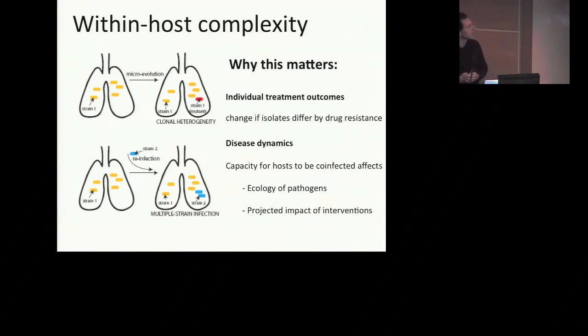So this influences the outcome of the treatment, and it also gives us some information about disease dynamics. We can look at things like, okay, now we have somebody who's infected with two different strains. How do these two strains work together? Do they work together? Do they compete with each other? And this is going to affect the way that we evaluate the impact of interventions. What I showed you in the first part was the effect of interventions, so taking this kind of information into account can actually change our evaluations.